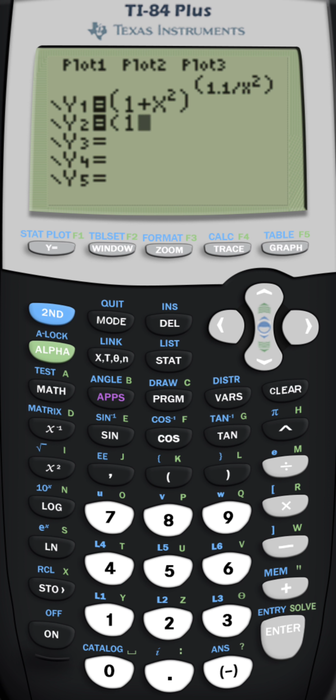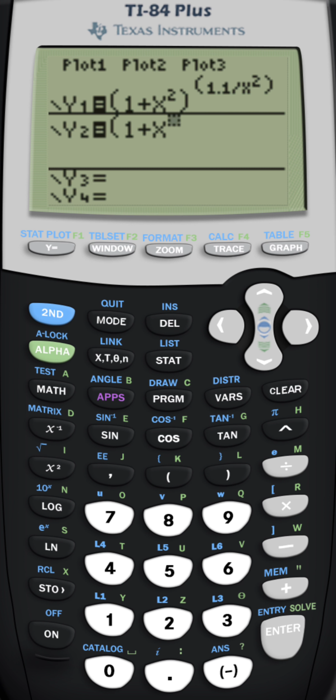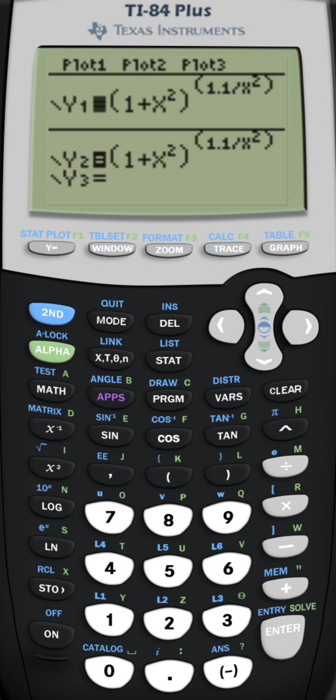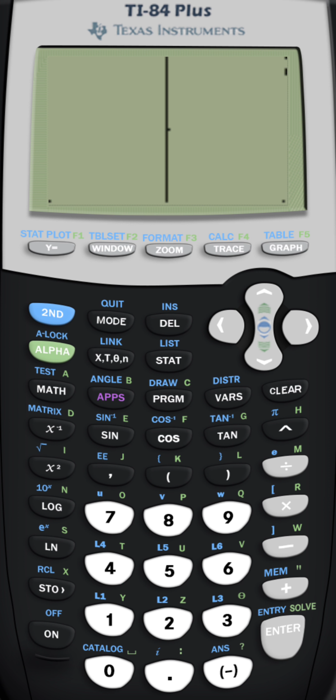1 plus x squared, comma, parentheses, 1.1 divided by x squared, parentheses, enter. I'm only going to graph one of these.